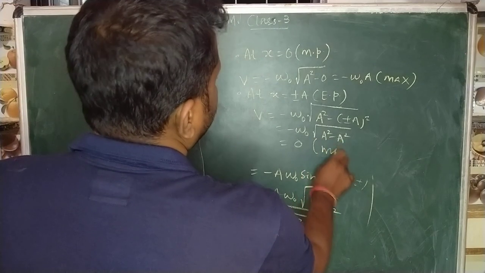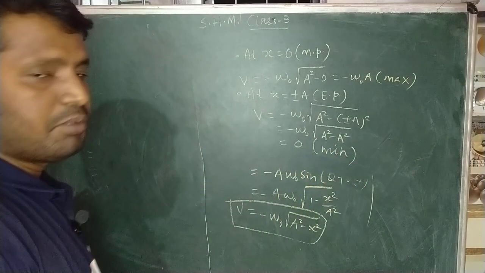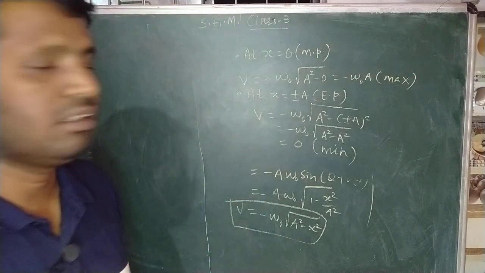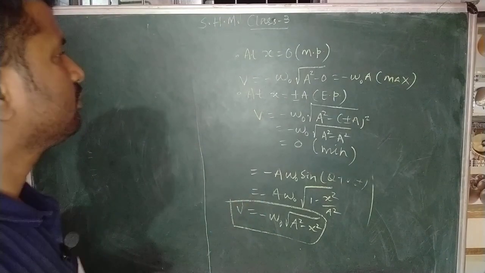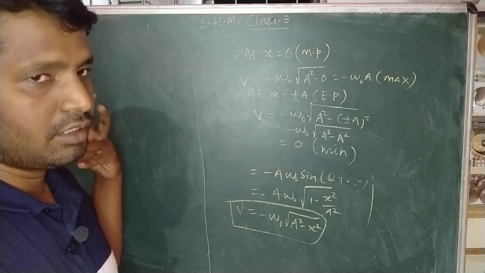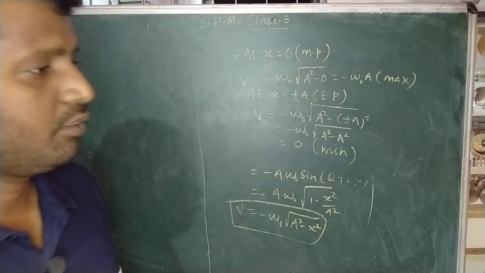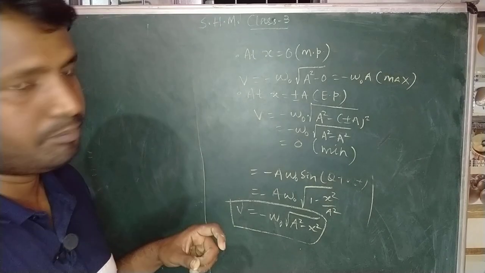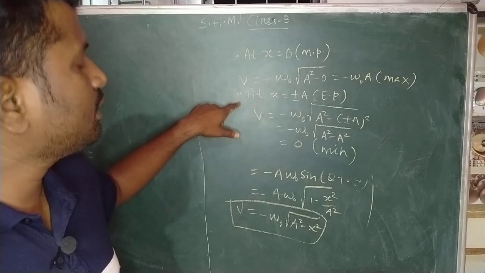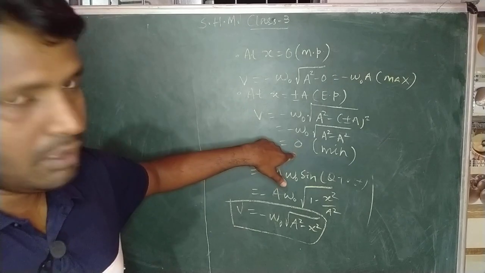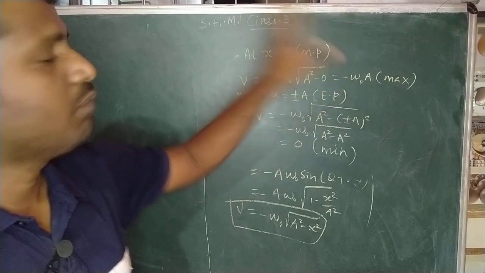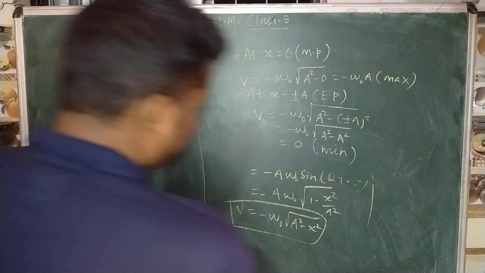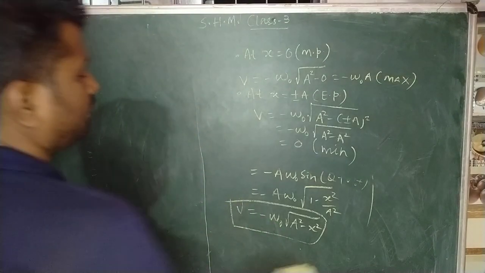This is our minimum value of velocity. At least you should get some idea at which position the velocity of the oscillator will be maximum and at which position it will be minimum. So at extreme positions velocity is minimum and at the mean position velocity is maximum. This thing you should put in your mind, don't forget it.